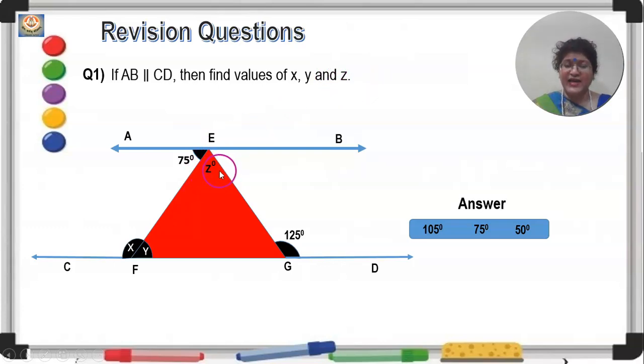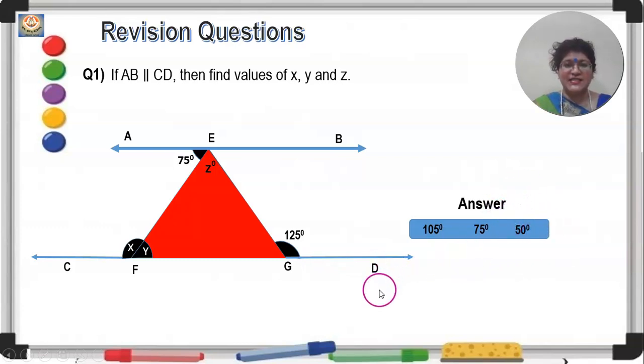Angle Z. For that, you take parallel line AB and parallel line CD. Consider transversal EG. Now look at the pair of alternate angles in this. Angle AEG, that is this complete angle, will be congruent to angle EGD. Reason? Alternate angles. That means 75 plus Z equal to 125 degrees. When you solve it, you will get Z equal to 50 degrees.